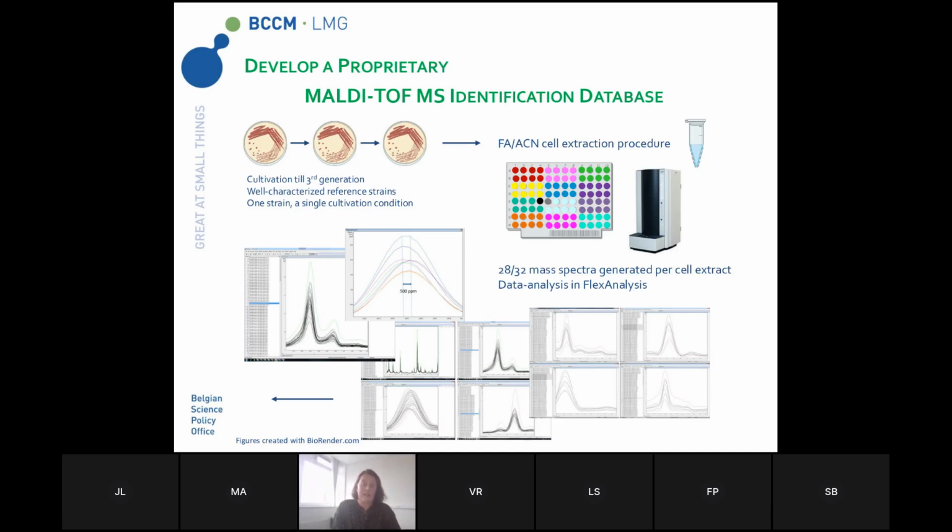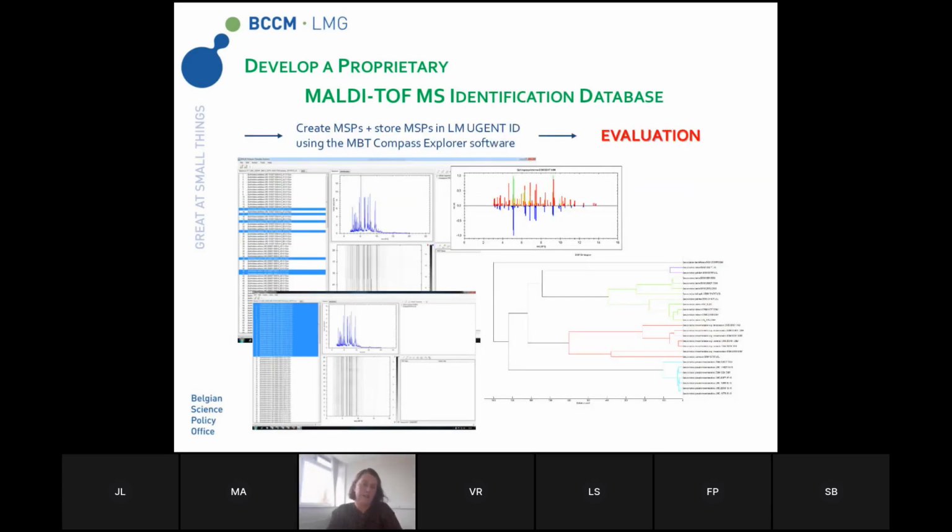And then we analyze our data in flexAnalysis. We really look at the spectra and try to remove aberrant spectra with different peak intensities, for instance if they are too high or too low, or differences in peak shifts. We look at the data very closely, in depth, to make sure that we have good quality data. In total, 24 of those mass spectra are then combined in a single main spectrum, a single MSP, which we can store in our own database, using a software package of Bruker as well.